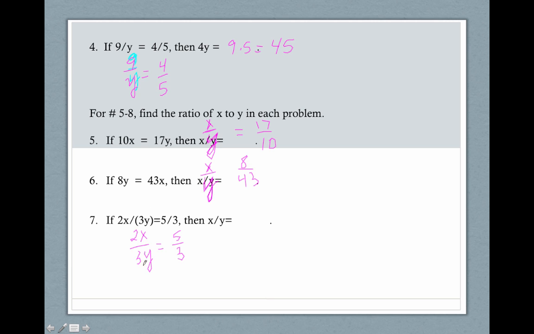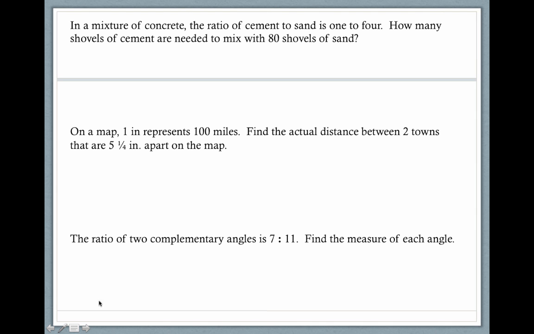So this is back to stuff you've done before. If I want to get rid of this 2 over 3, I need to multiply by 3 over 2. And I get 5 halves. Okay.